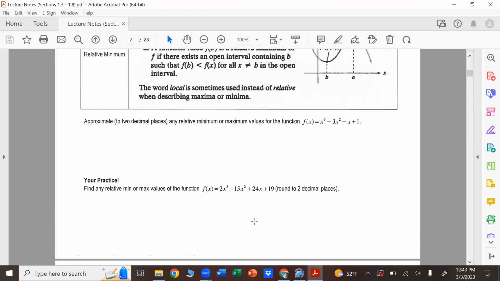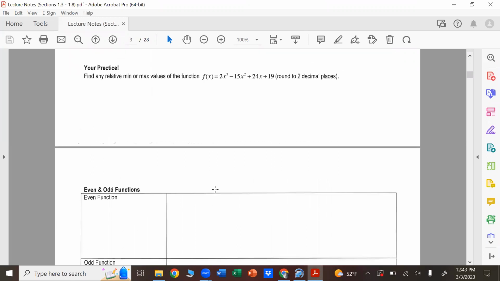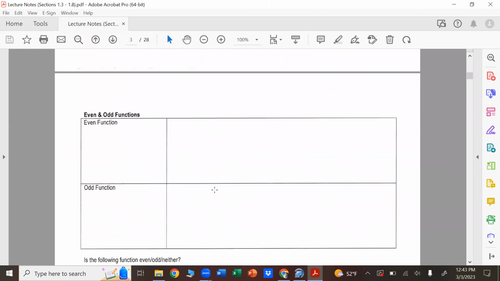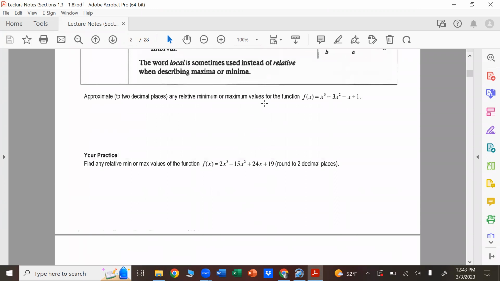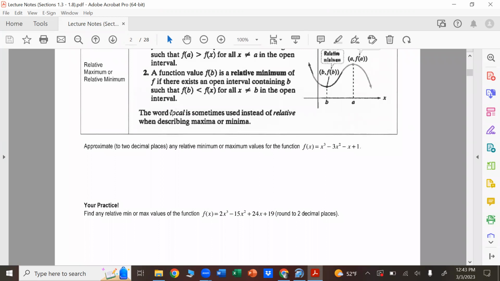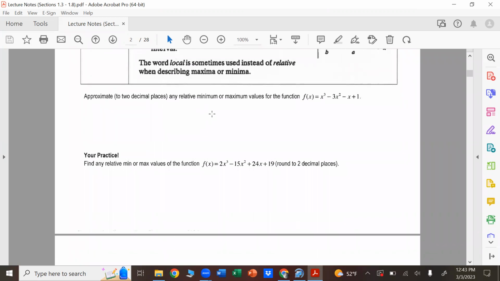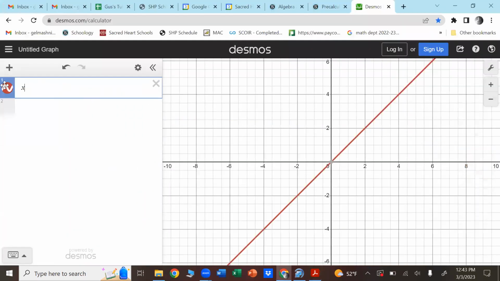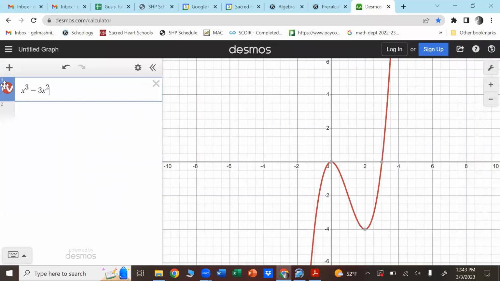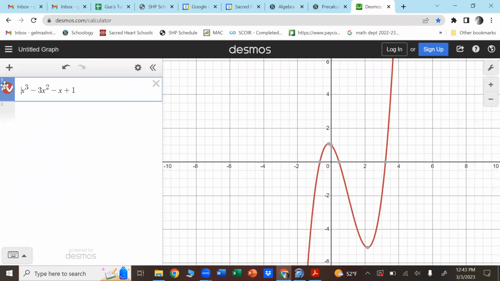So let's look at this one here. Approximate to 2 decimal places any relative mins or maximums for this function. We'll do a practice one, then we'll talk about even and odd functions, and then we'll do a big one. Sometimes the word local is used in lieu of relative. So let's go to Desmos. Let's type x cubed minus 3x squared minus x plus 1. The beauty of Desmos is you don't have to type y equals, but I'll do it anyway.